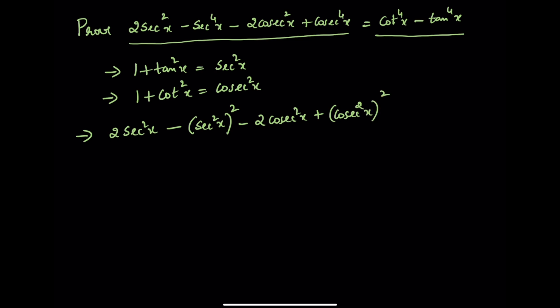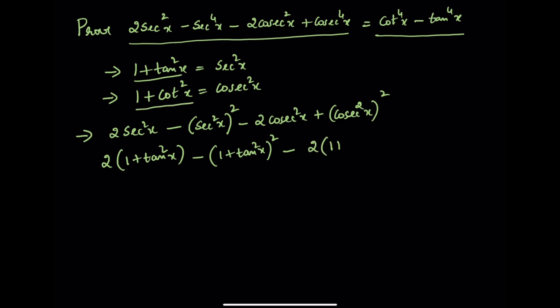Now let us apply the trigonometric identity here. So secant square x can be replaced with 1 plus tan square x, minus again (1 plus tan square x) the whole square, minus 2 times cosecant square x can be replaced with 1 plus cot square x, plus (1 plus cot square x) the whole square.